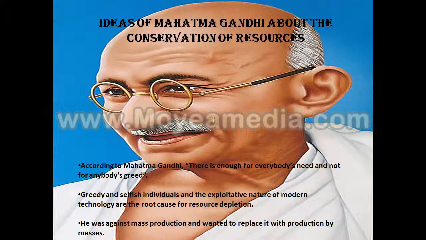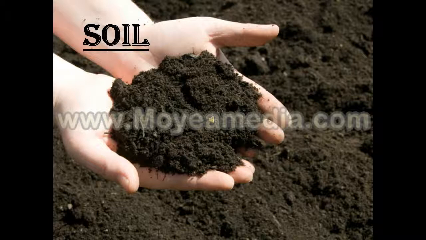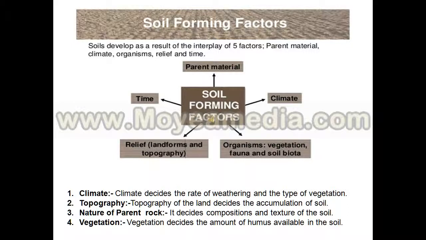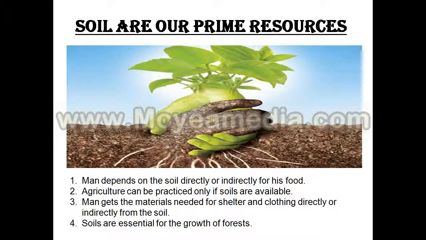Some ideas of Mahatma Gandhi about the conservation of resources are below. The uppermost layer of the Earth's crust, which is loose, broken and useful for plants, is called soil. Soil develops as a result of the interplay of five factors: parent material, climate, organisms, relief and time. Soils are our prime resources.